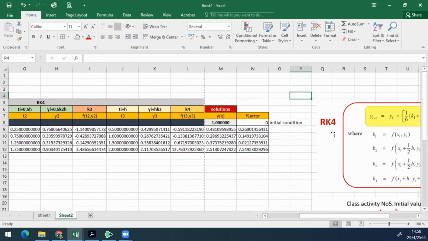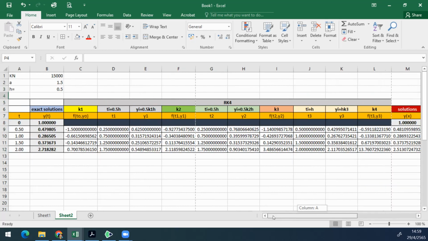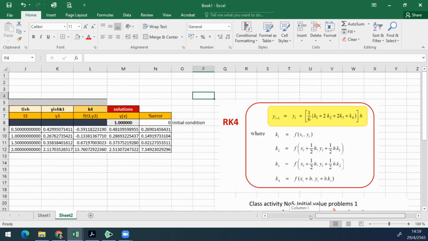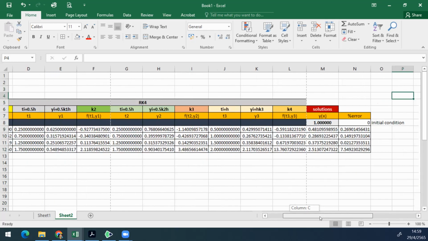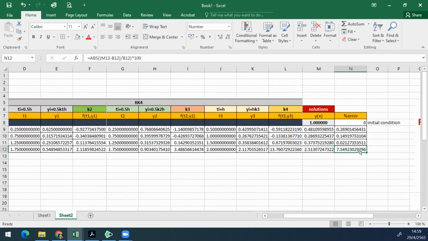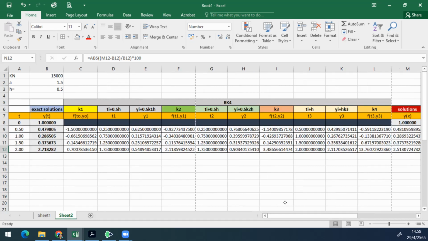We selected Runge-Kutta of the fourth order, and it should give us an accurate result, right? But what happened to this function? Okay, the calculation is complete now. But I would like to mention that the error for the final step is about 7%. That is not acceptable. So what happened?